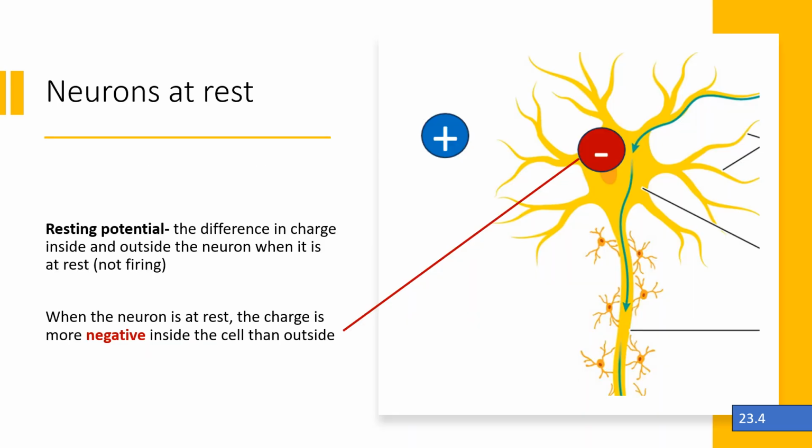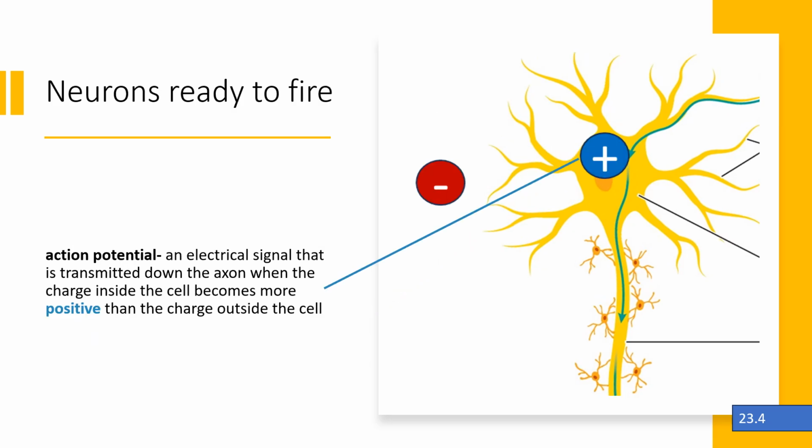There are two different types of membrane potentials we can see in a neuron, depending on whether it is at rest or firing. When neurons are at rest, the membrane potential is known as a resting potential. At rest, the charge inside the neuron is more negative than outside the neuron. When a neuron is ready to fire, the membrane potential is an action potential. This means the charge is now more positive inside the cell than outside the cell.